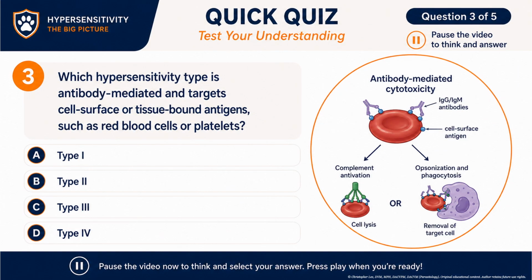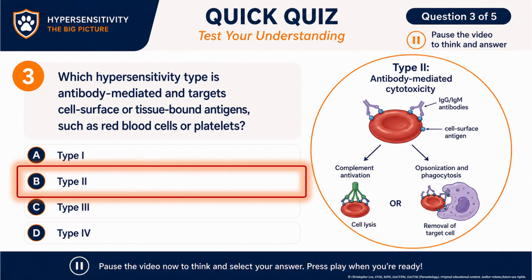Question 3. Which hypersensitivity type is antibody-mediated and targets cell surface or tissue-bound antigens, such as red blood cells or platelets? What do you think? The answer is type 2 hypersensitivity. Type 2 reactions are mediated by IgG or IgM antibodies directed at the cell surface or tissue-bound targets. That is why examples include immune-mediated hemolytic anemia and immune-mediated thrombocytopenia.